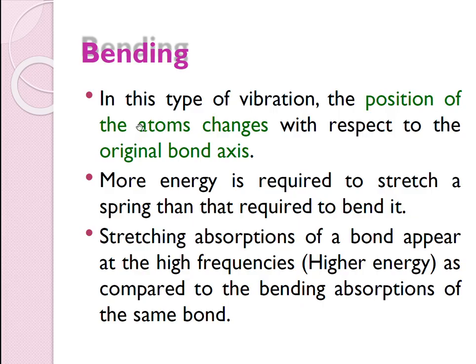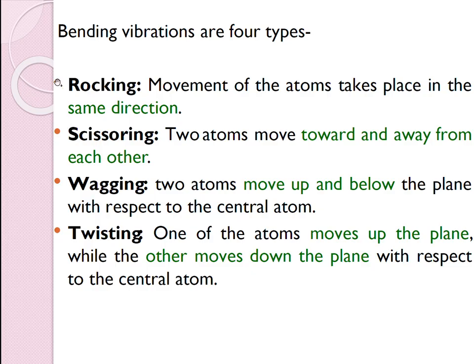Then bending. In this type of vibration, the position of the atom changes with respect to the original bond axis. More energy is required to stretch a spring than to bend it. Stretching vibration of a bond appears at higher frequency or higher energy as compared to the bending vibration of the same bond. So bending can be of four types, like rocking, scissoring, wagging, and twisting.